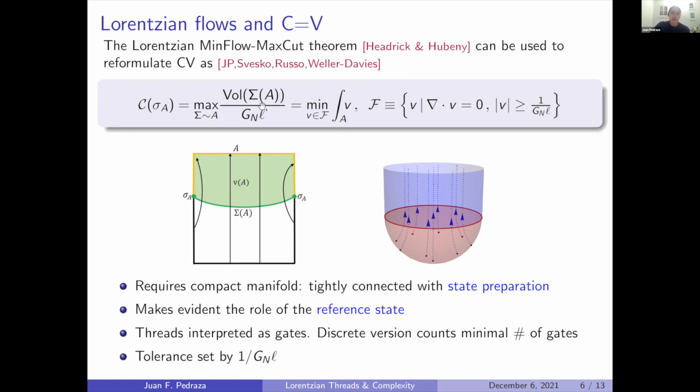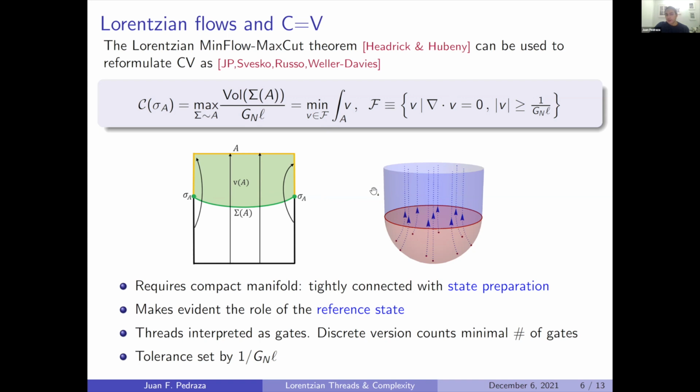So there are a couple of distinctions between this and the standard bit threads prescription. The most obvious is that here we are dealing with a Lorentzian manifold instead of a Riemannian one. Here we have a flux minimization rather than a maximization. And these vector fields now are time-like instead of space-like. And finally, the bound here is in the opposite direction. So we have a minimal bound.